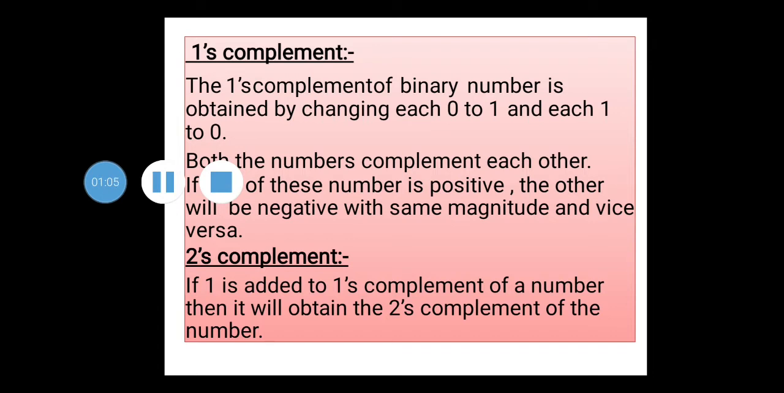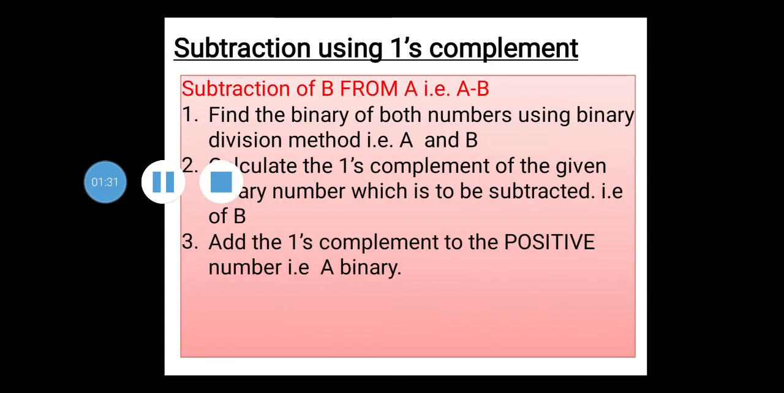We have also done the representation of the negative binary numbers, if you remember. So ones complement and twos complement come in the theory of the representation of the negative binary numbers. So now we will start with our topic, subtraction using ones complement method.